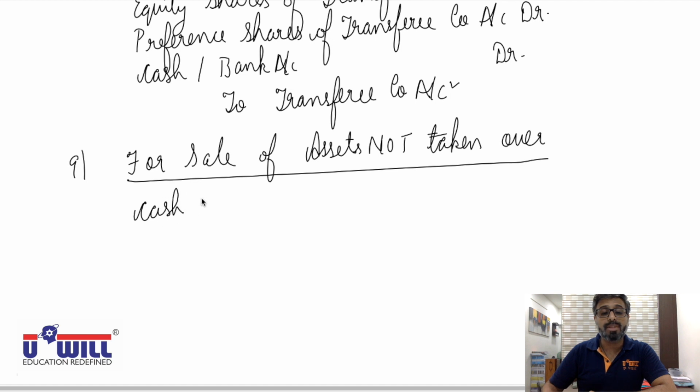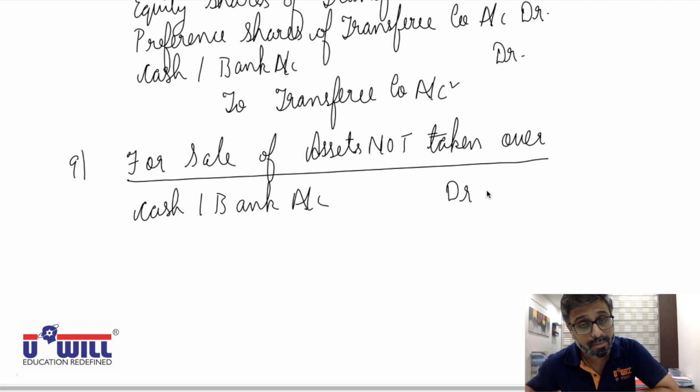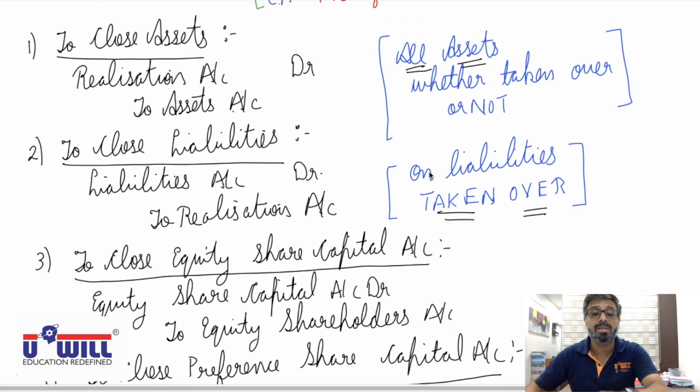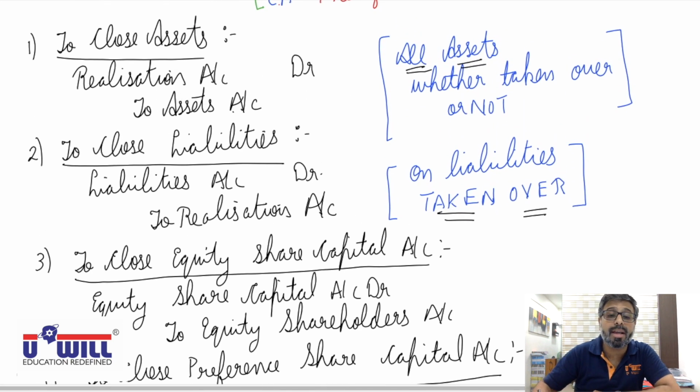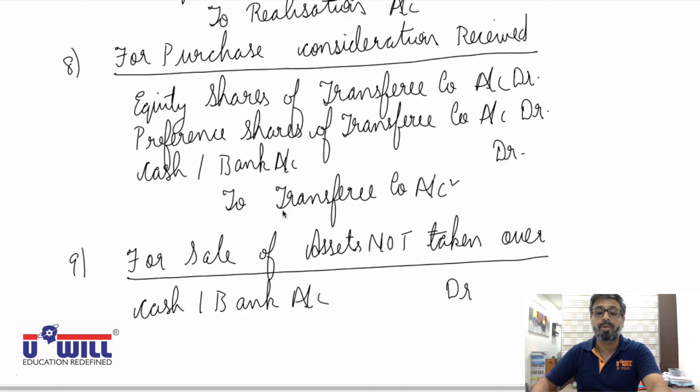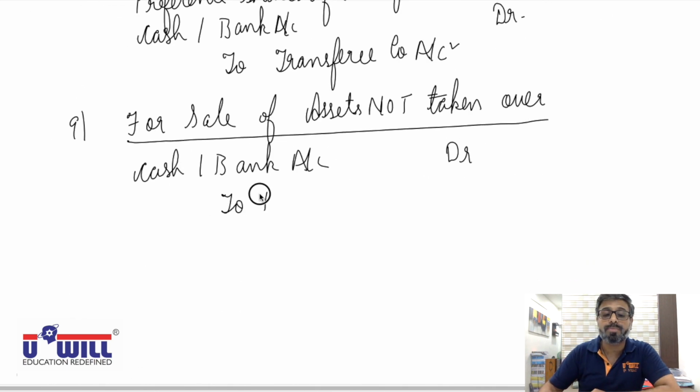cash comes in, debit what comes in, you're selling the assets. So cash or bank account debit. Now asset goes out, credit what goes out, to asset account? No, wrong. We cannot credit assets account because all assets are already closed and credited here, whether taken over or not. Since all assets are already closed and credited over here and transferred to realization account, we have to now credit to realization account.